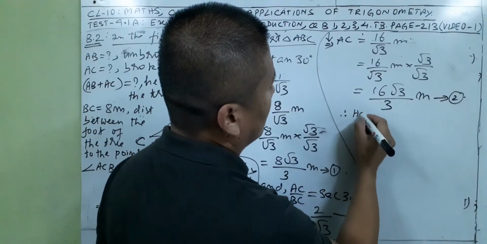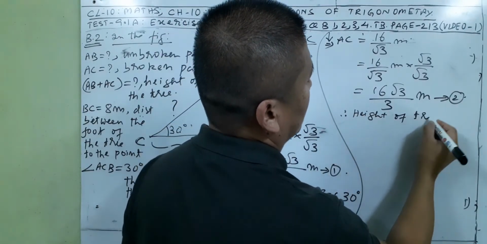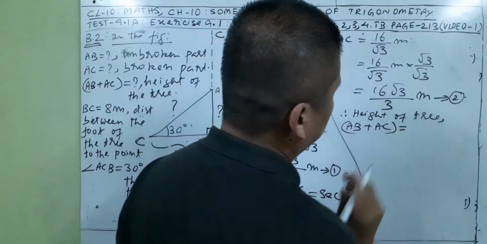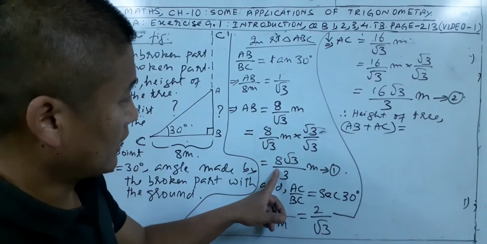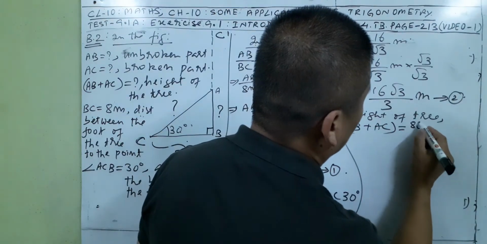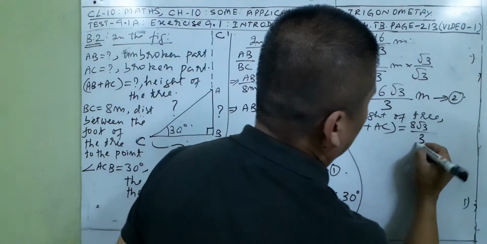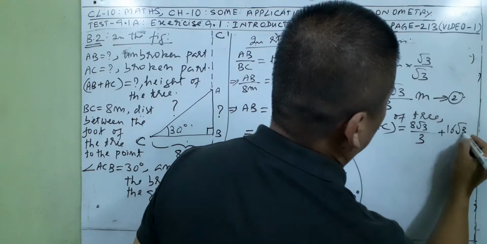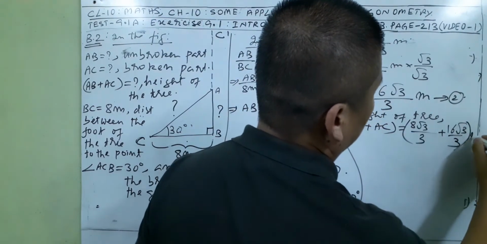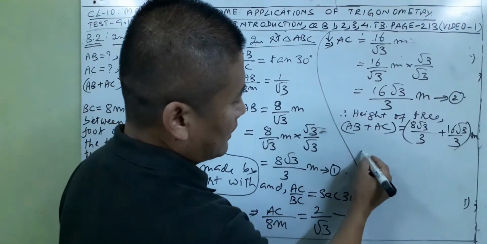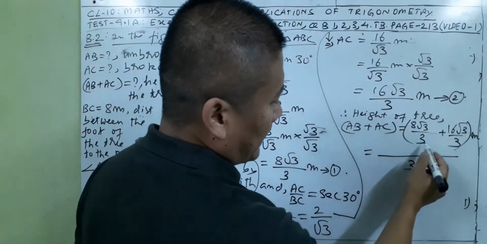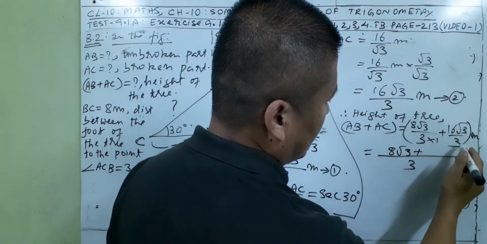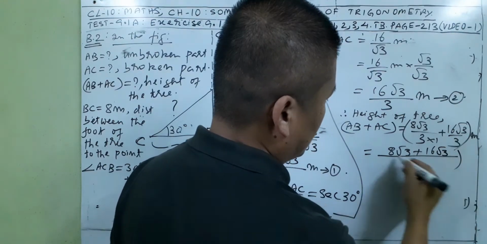Therefore, you can write here the height of the tree, that the question is asking, which is AB plus AC, will be equal to AB here in equation 1, 8 root 3 divided by 3, plus here AC, just now we got it, 16 root 3 by 3. And we can put a bracket and put meter here as a common factor. So then we can solve: 3 and 3, LCM 3. Then 8 root 3 plus 16 root 3, so this much meter.